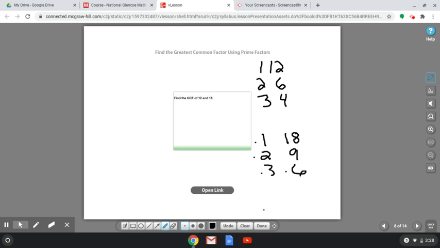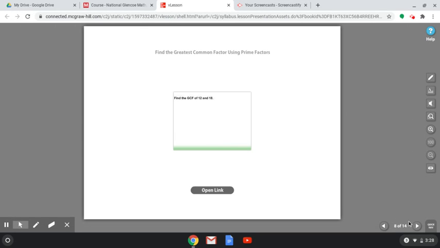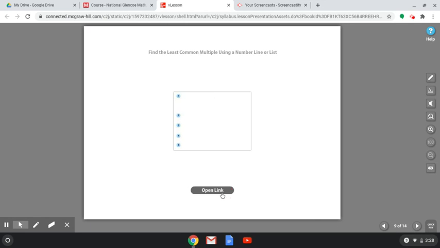All right, so greatest common factor can be a tricky one because you've got to have some number sense, and you've got to be able to list the factors and know what the factors are. If you want, we can take a look at a video. You can access much of this on the website as well. All right, moving on to least common multiple.